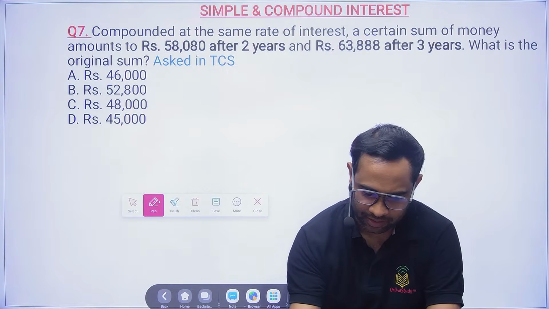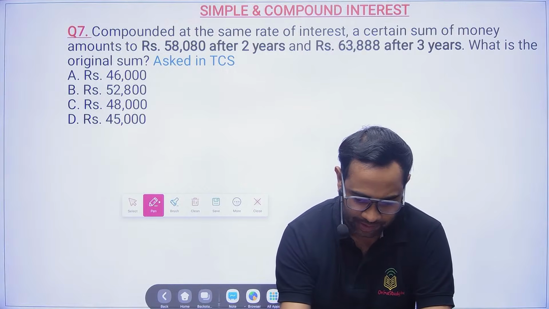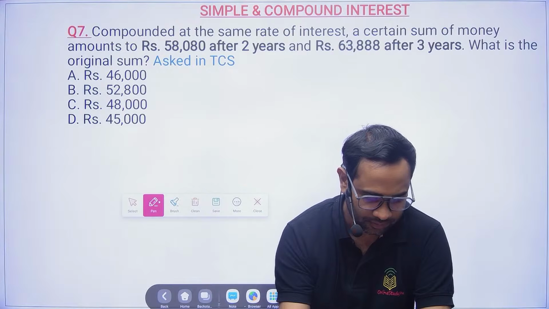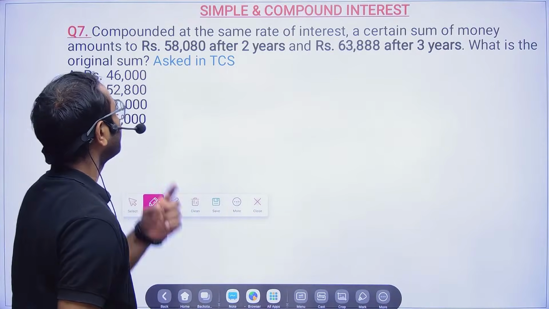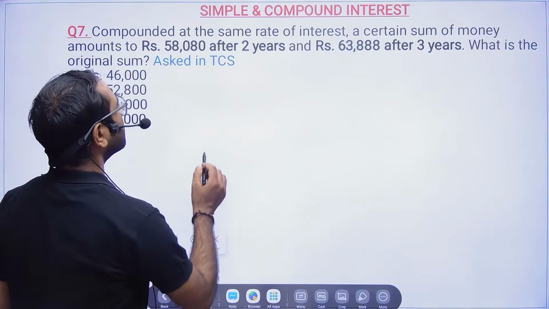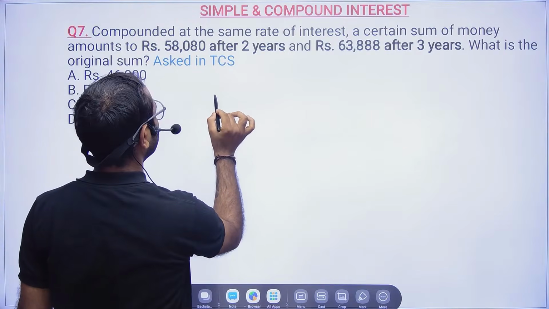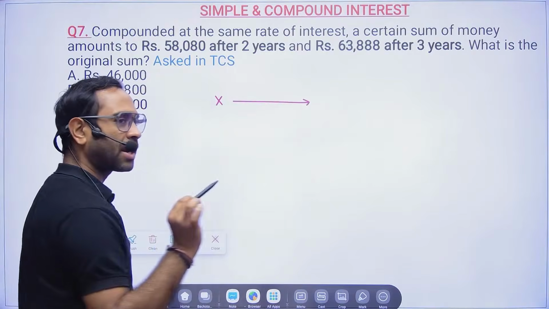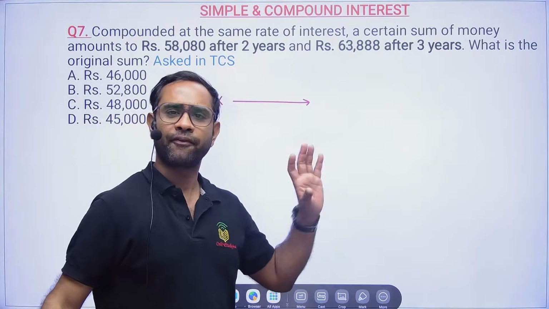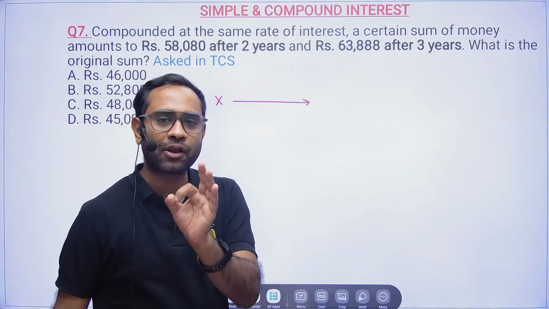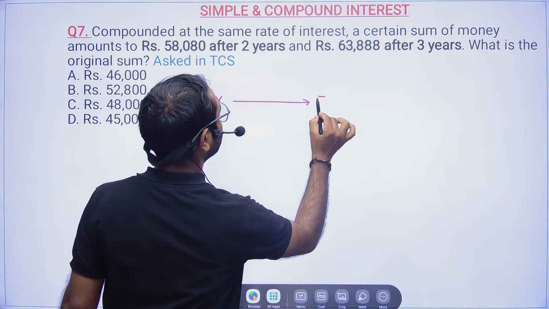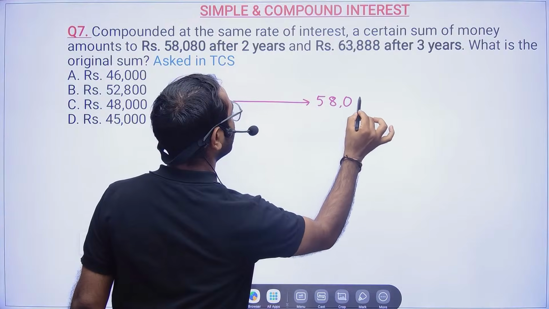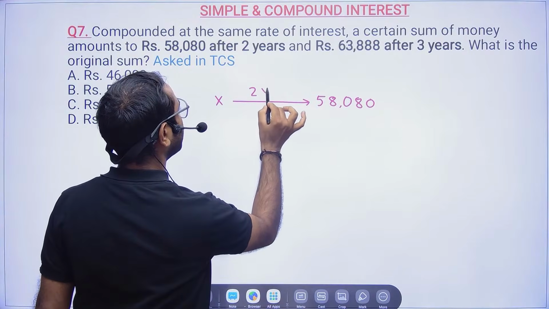Okay, so your time is done now, and I could not see anyone who has solved this. Compounded at the same rate of interest, a certain sum of money. So this is basically a compound interest problem. First write down the question. Forget about each and everything. That will give you a lot of idea about the next step. So you have X rupees and it is becoming 58,080 in 2 years. Correct?